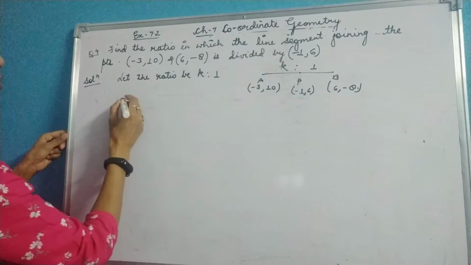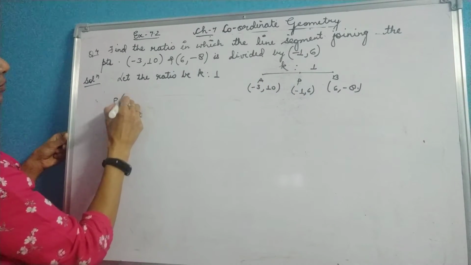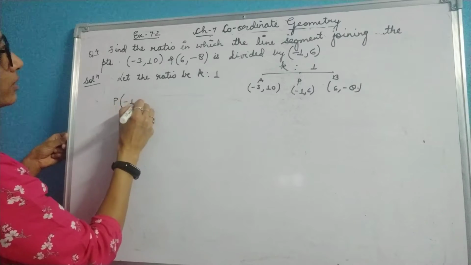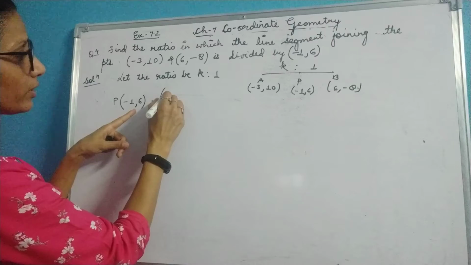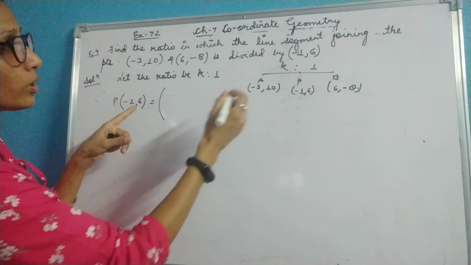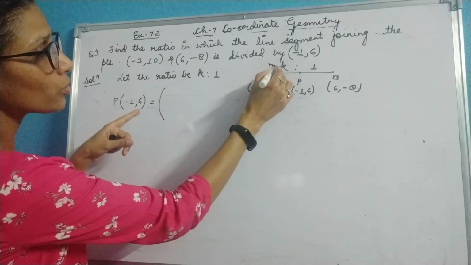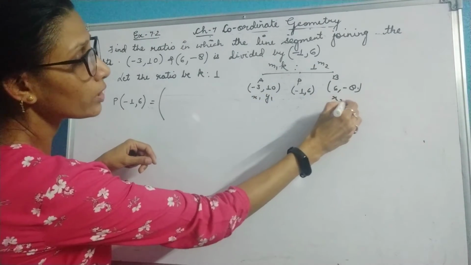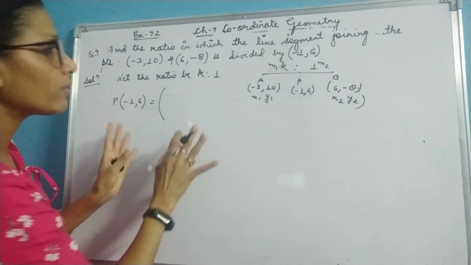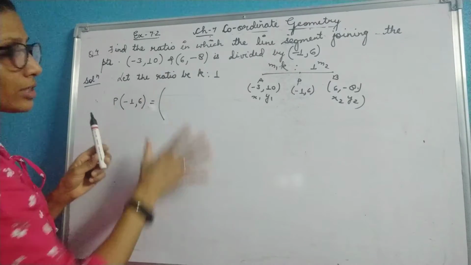Now we know P, which is given to you as (-1, 6). You know the formula with m1 and m2. So what is your m1? This is your m1, this is your m2, this is x1, y1 and this is your x2, y2. So just put all the values and get the solution.